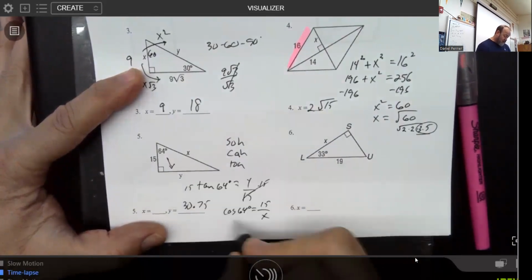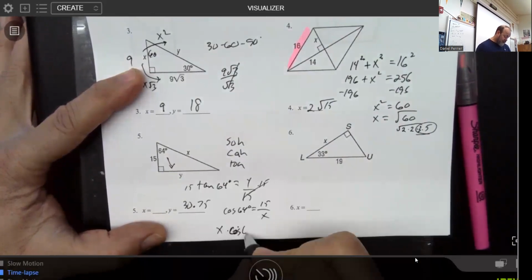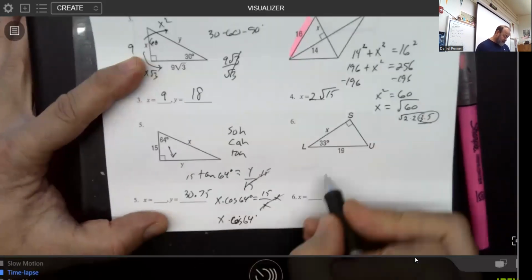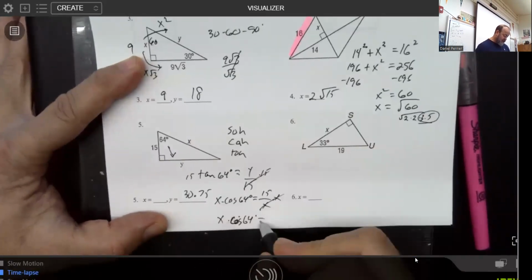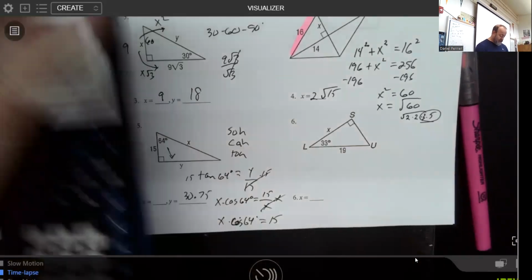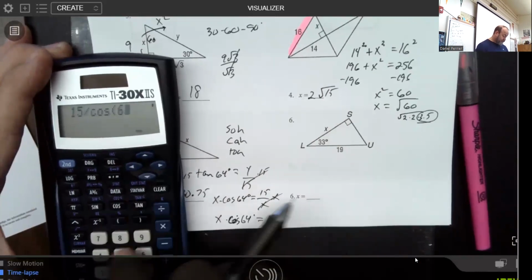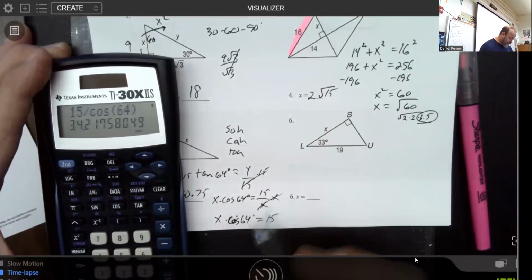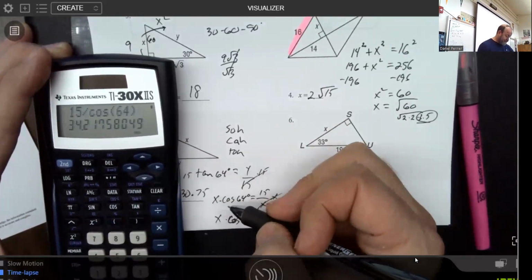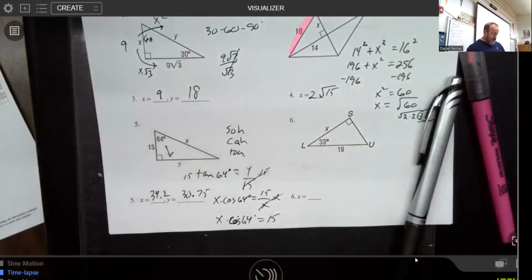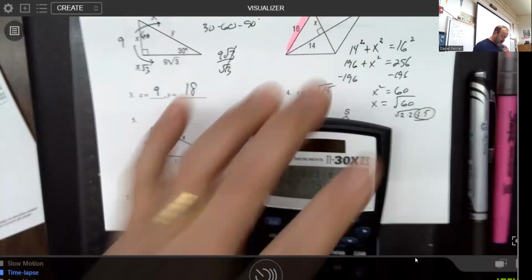Now this time, if I cross multiply, sorry, I wrote that badly, but if I cross multiply, or in other words, multiply both sides by x, x times the cosine is 15. So I just need to take 15, and since x is being multiplied by the cosine, I'm going to divide by that cosine. And when I did that, I got 34.2.